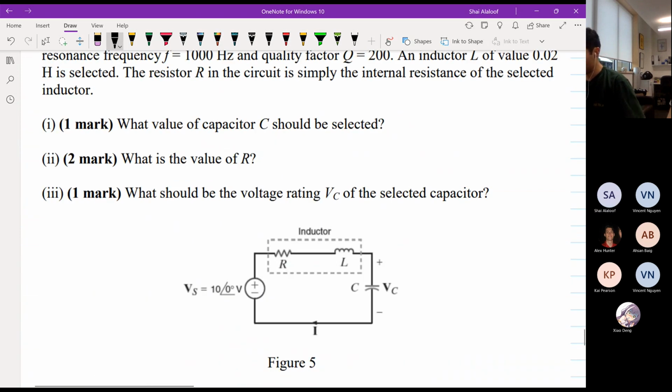Question 3. What should the voltage rating VC be of the selected capacitor? So essentially, it's asking what is the voltage across the capacitor, because that's the voltage rating that it needs to have.